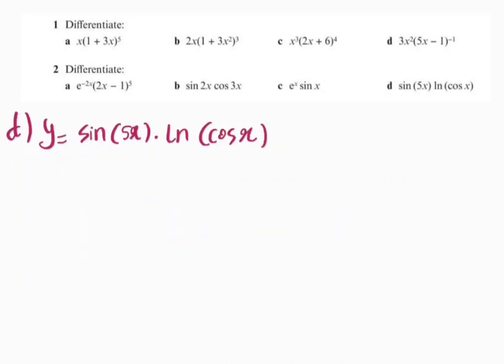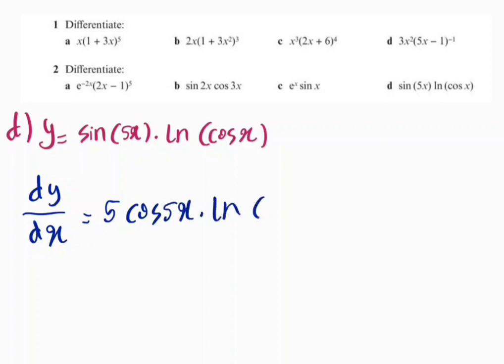And finally, sin 5x times the natural log of cos x. The derivative of the first bit, which is sin 5x, is 5 cos 5x times the second bit, ln cos x. And now we write the first bit, which is sin 5x, times the derivative of ln cos x.